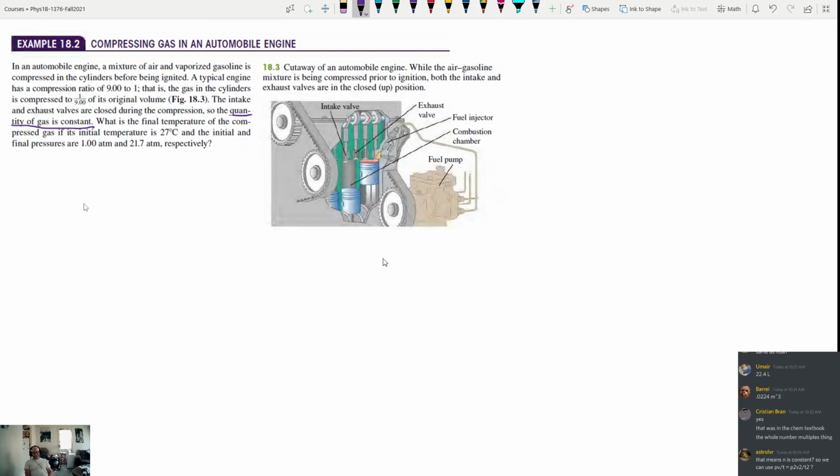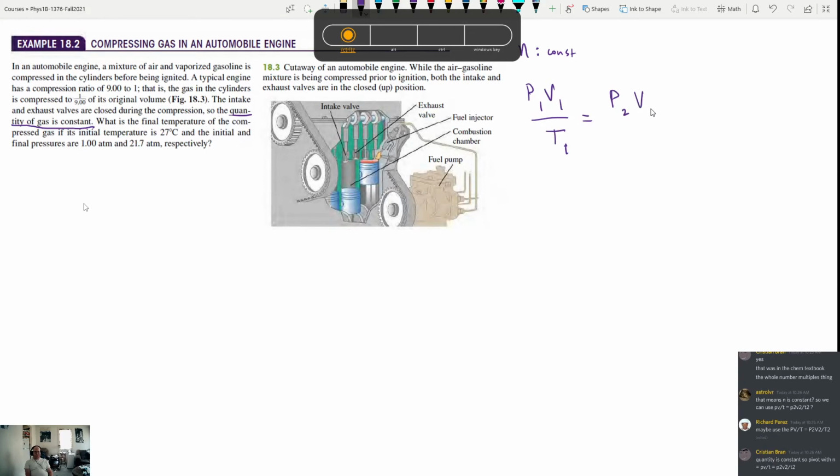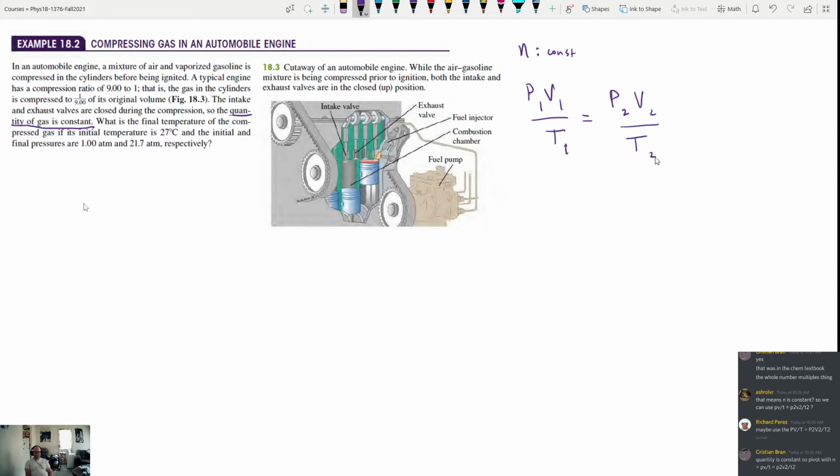Yeah, that sounds right. Okay, so since the gas, the number of moles is constant, so N is constant, that means we can do this: pressure 1 times volume 1 divided by temperature 1 is equal to P2V2 over T2. Okay, so now we also have to label what these quantities are. Our goal is the final temperature, so T2 is what we're looking for.